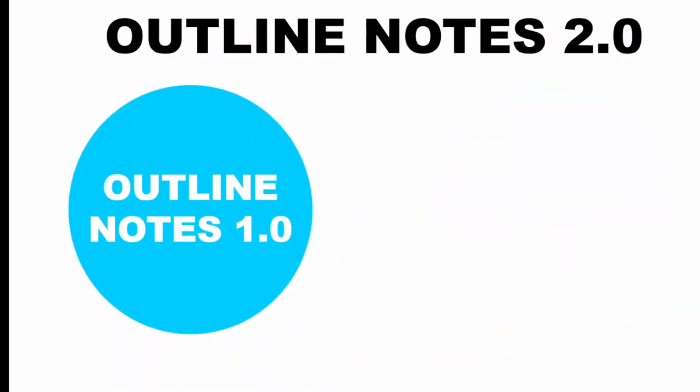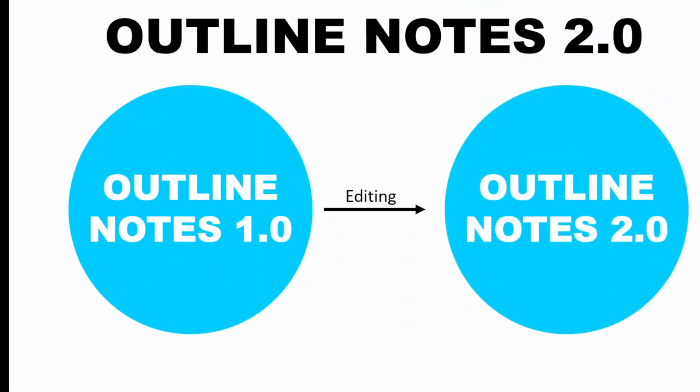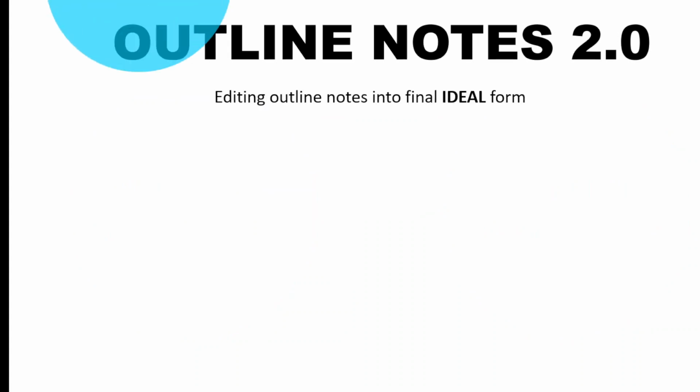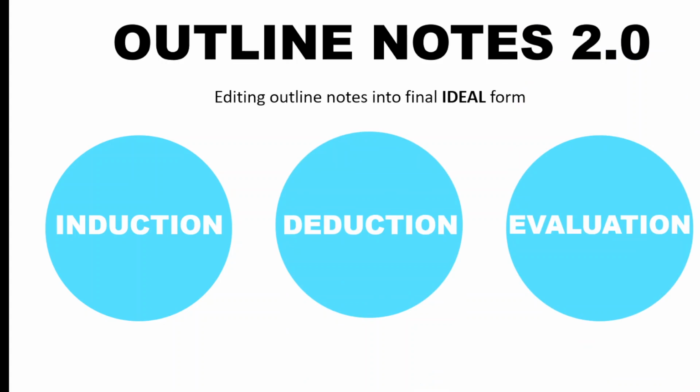So let's come on to outline notes 2.0. Obviously I go back to the annotation, I go back to reading, I find new knowledge. Now I have to incorporate that into my outline notes 1.0. So I have to edit my notes and form outline notes 2.0. In ideal form, there are three sections I have to cover in my notes. This is what the ideal form of my final note will look like.